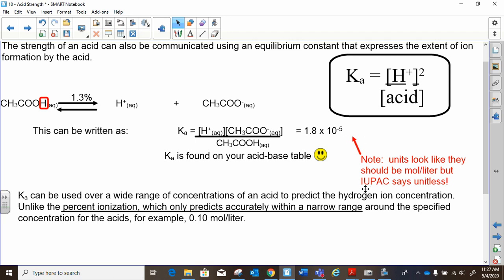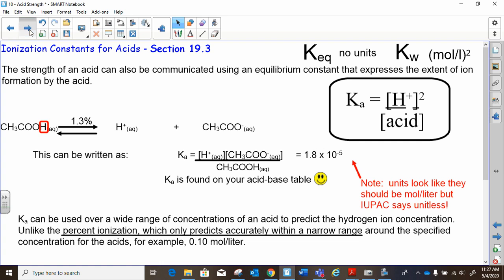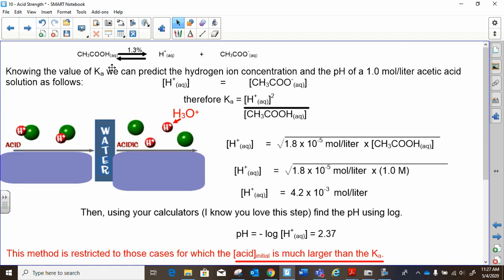And remember, IUPAC is the International Union of Pure and Applied Chemistry, and that's who comes up with the names for the periodic table elements that are recently discovered and many other things. I've already said that the Ka can be used over wide concentrations as long as the temperature is 25, but percent ionization values are only good if the concentration of the acid is 0.1 moles per liter. For ethanoic acid, if we know its Ka, we can predict its hydrogen ion concentration and its pH.